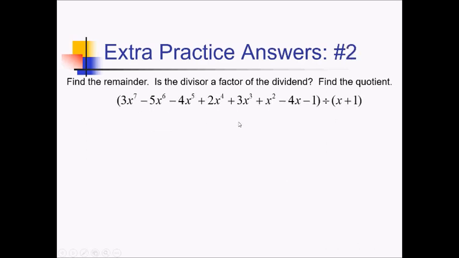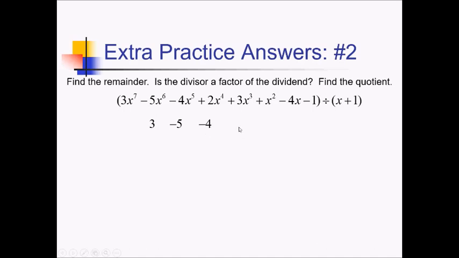For this problem, we want to find the remainder by dividing this massive polynomial by x plus 1, and also if x plus 1 is a factor and the quotient from all this. So we're going to use synthetic division to make this happen since we need all of this information. We'll start by writing down the coefficients of this big polynomial. We start with a 3 for the 3x to the 7th. And let's see, we've got a minus 5 is the next one, and a negative 4.